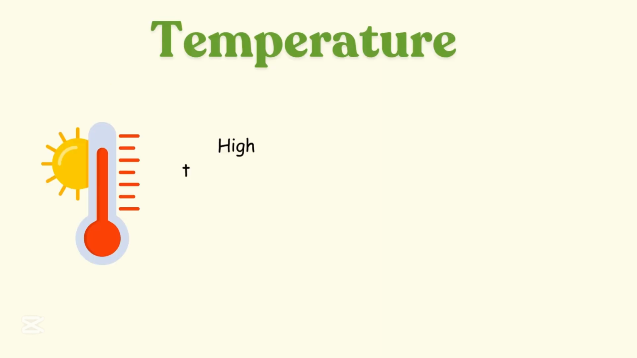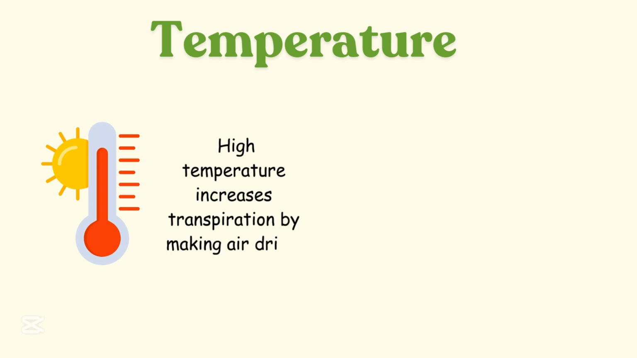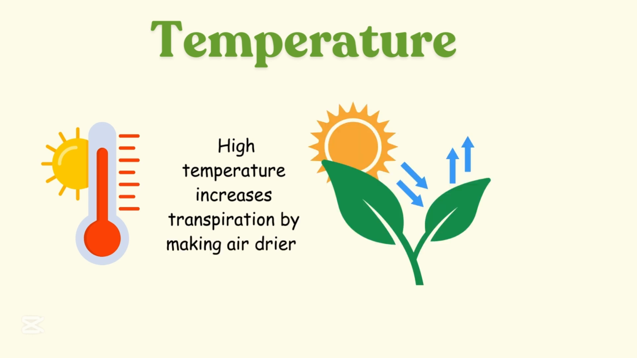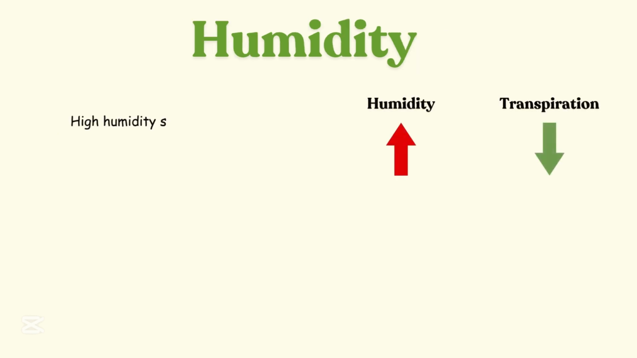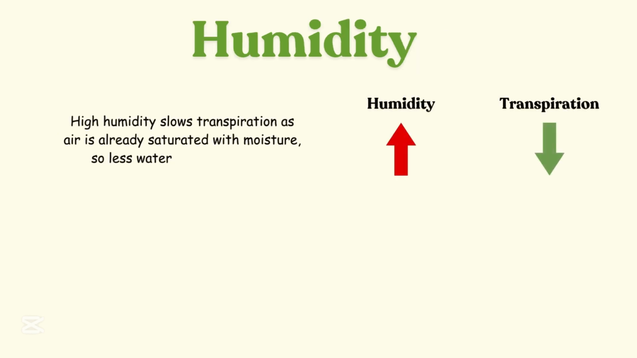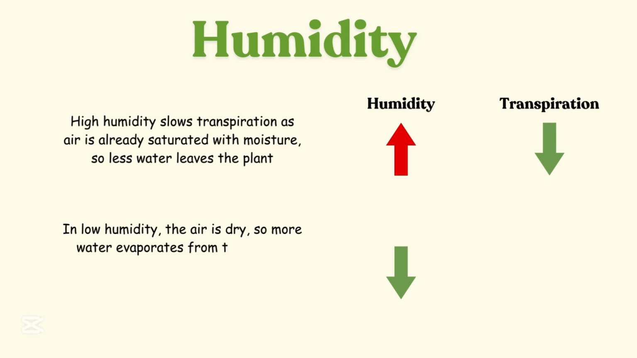Temperature. High temperature increases transpiration by lowering the relative humidity, making the air drier and encouraging more water vapors to escape from the leaves. It can also cause stomata to open even in darkness, allowing additional water loss. High humidity slows transpiration because the air is already saturated with moisture, so less water leaves the plant. In low humidity, the air is dry, so more water evaporates from the leaves, increasing transpiration.